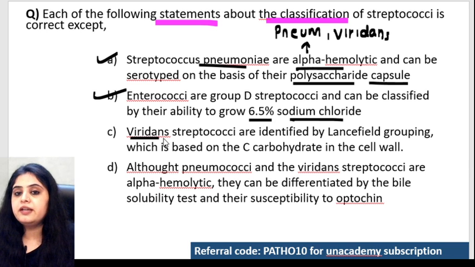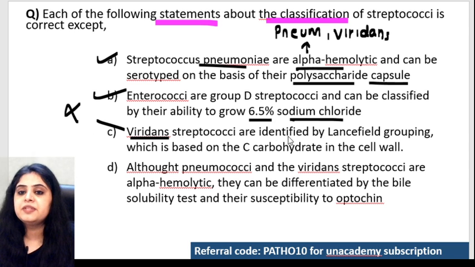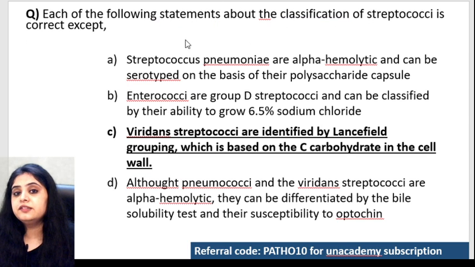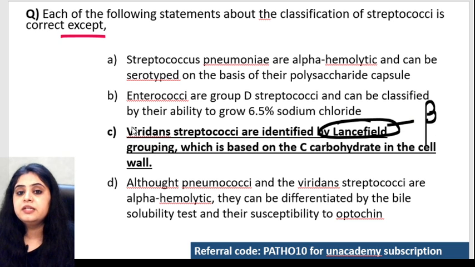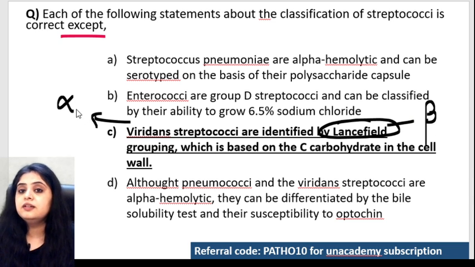Viridans streptococci. As soon as I say viridans, viridans is which category? I just did pneumococcus and viridans are alpha hemolytic category. They are classified by Lancefield grouping, not at all. This is the wrong statement over here because the Lancefield classification is for the beta hemolytic group and viridans happens to be the alpha hemolytic group. So I don't have to read the last option, but I'll be teaching you the last option.